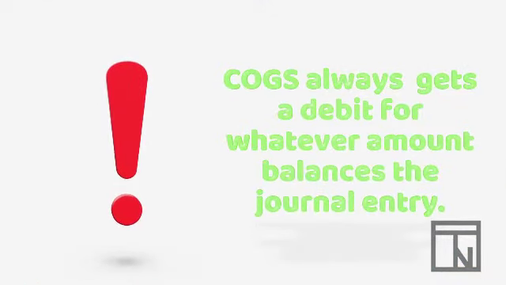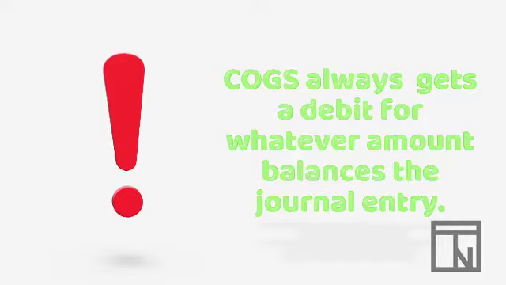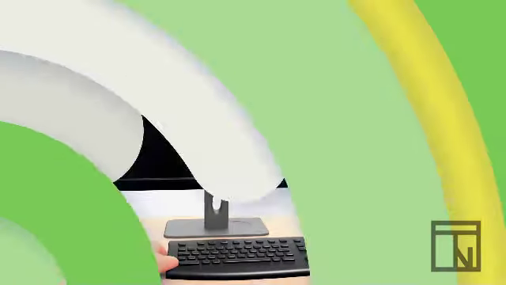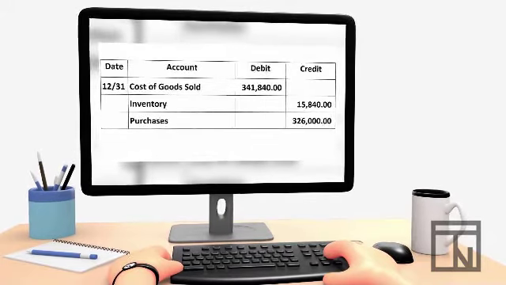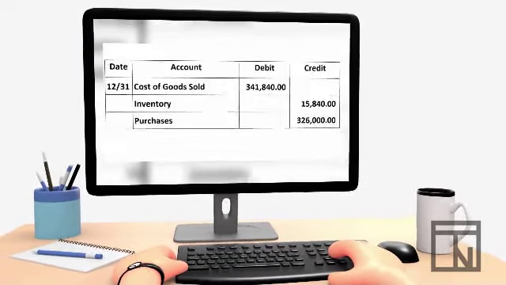The last account we need to add is our cost of goods sold account. The cost of goods sold account will always receive a debit value for whatever amount is necessary to balance the journal entry so that debits and credits equal. In this case, we need a debit of $341,840 to balance the journal entry.